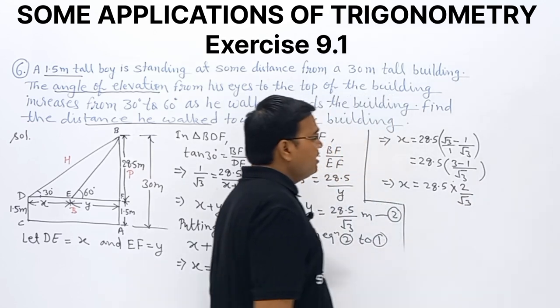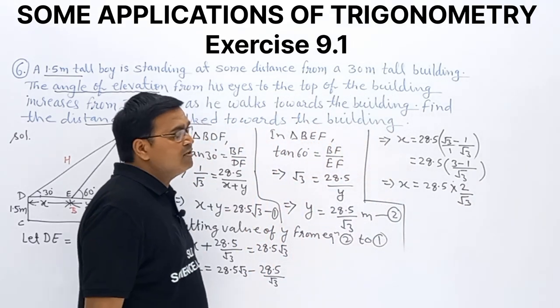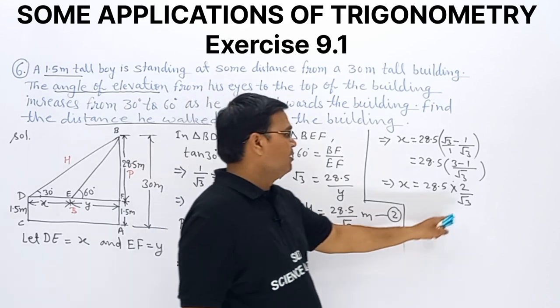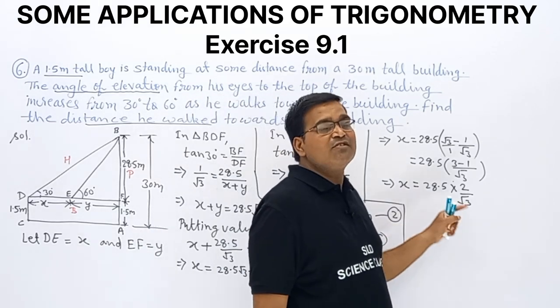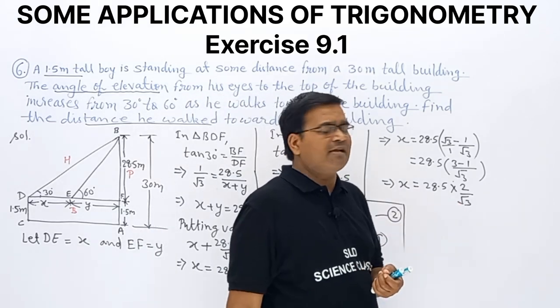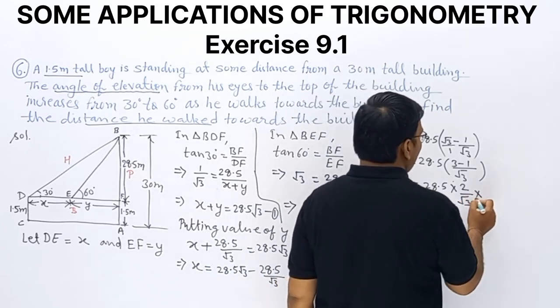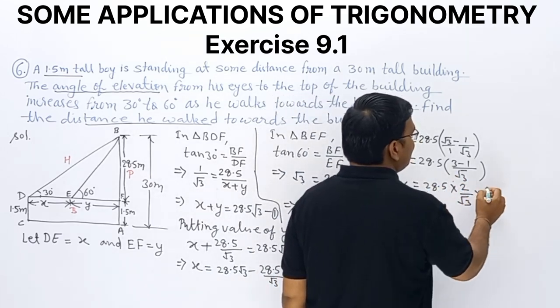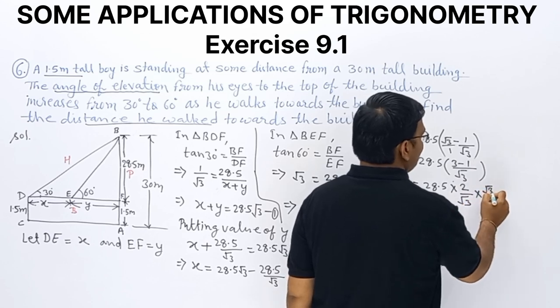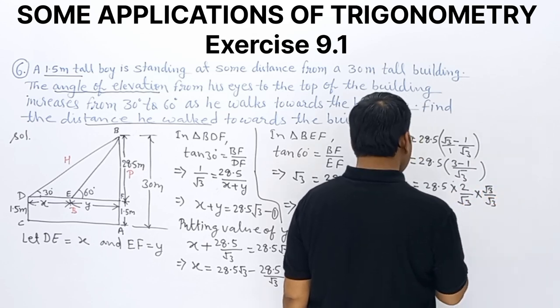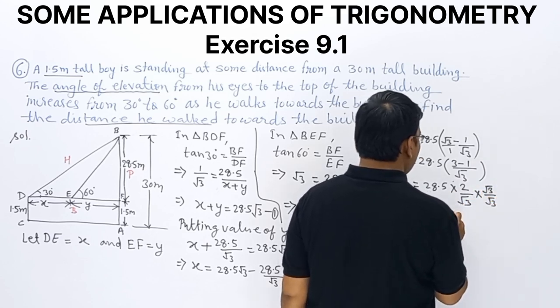Clear? But in the denominator part we are having a radical sign. So whenever we are having a radical sign in the denominator, we will do what? Rationalization. So we will multiply the numerator and denominator by square root of 3. Clear? Then what are we getting?